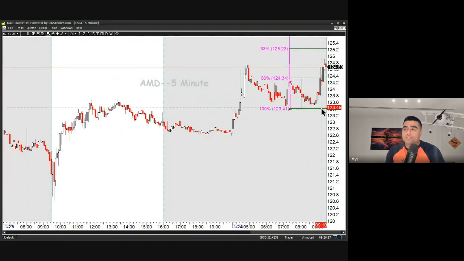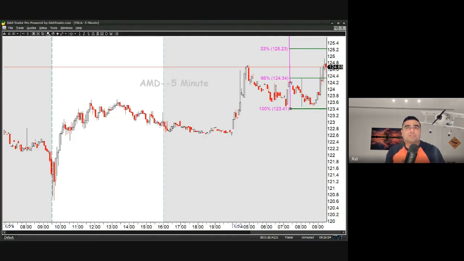But from a bigger perspective, I would love for AMD to come down to this 123.40 area, basically the previous day's high area, and bounce there. You can see it broke out, the big retest down there, and then long for the day. That's the big trade, but that won't happen at the open. That may happen later. Yeah, I don't see anything.